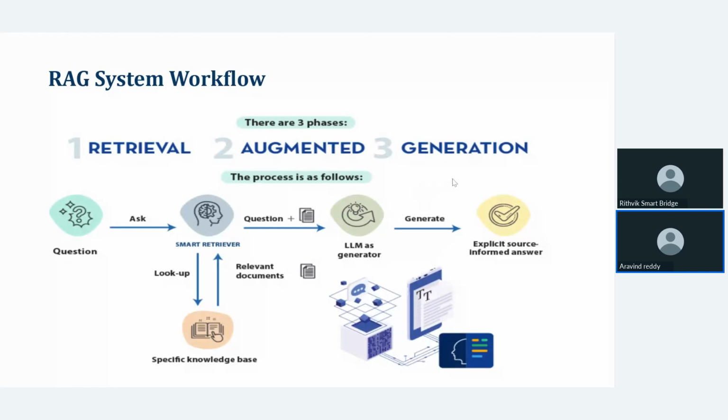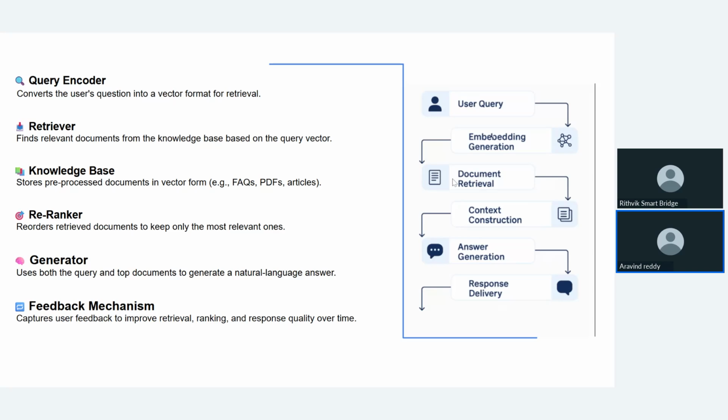Is the RAG clear? Coming to the query encoder: it converts the user question into a vector format. Yes, the query encoder converts our query into vector format. And the retriever finds the relevant documents from the knowledge base using the query vector. So it will try to match.